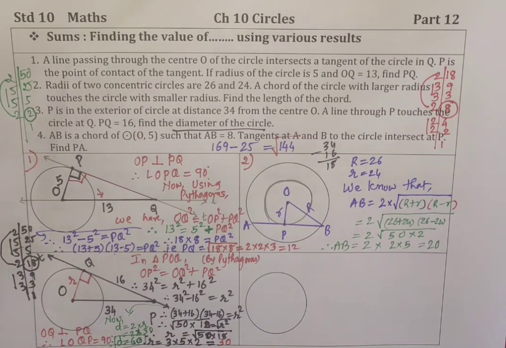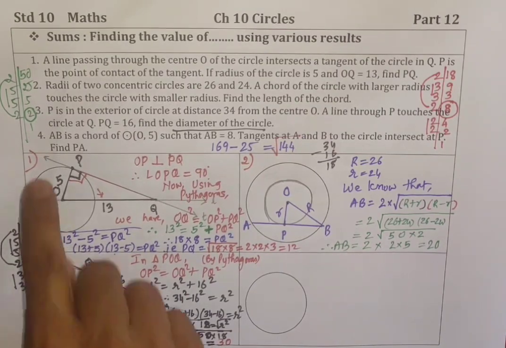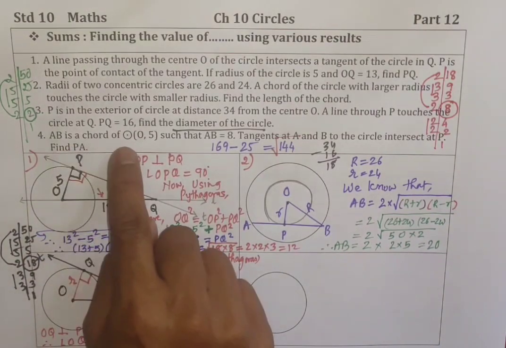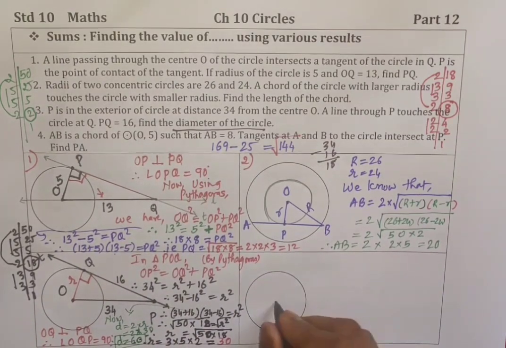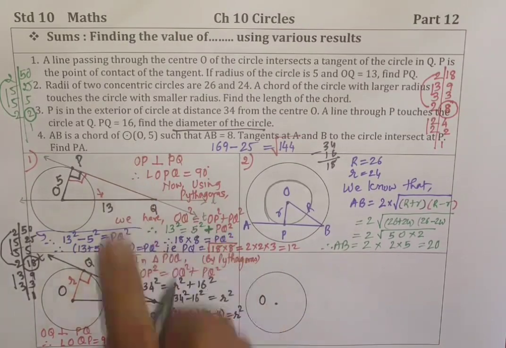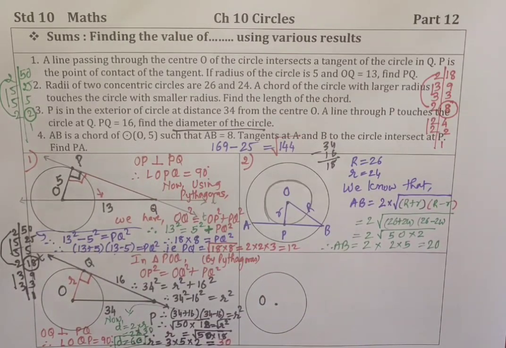So moving on to the next one and that is number 4. AB is a chord of a circle with center O and radius 5. बहुत आसान होगा ये. This is center O. AB is a chord. Alright. I'll draw one chord.